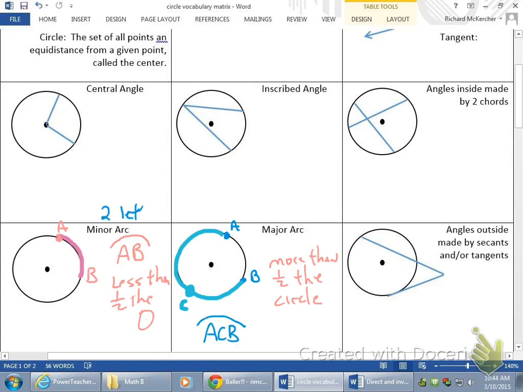So notice, on a minor arc, we use two letters to talk about it. Just A to B, it's the shortest distance around the circle. We use three letters to talk about a major arc, and that's the long way around the circle. So keep that in mind.